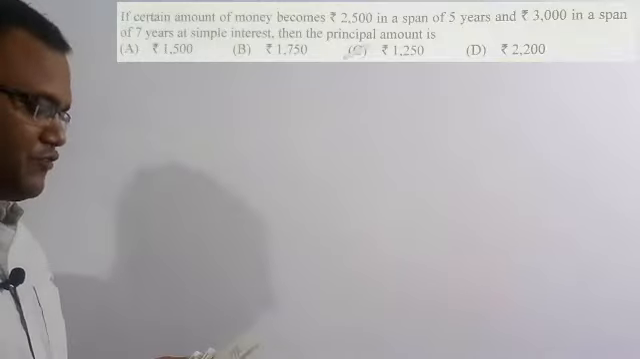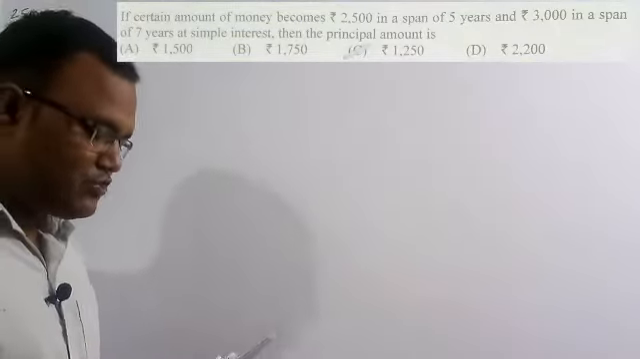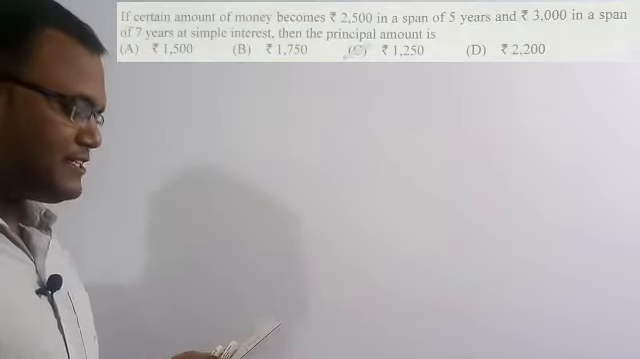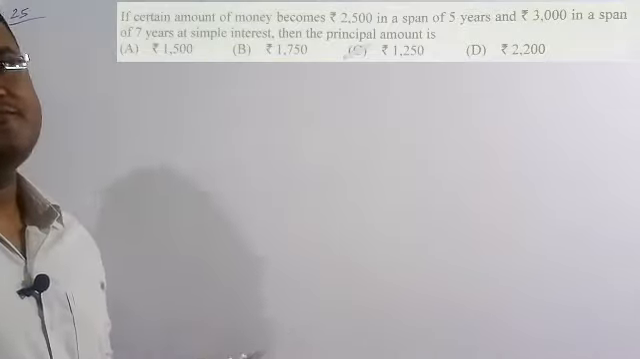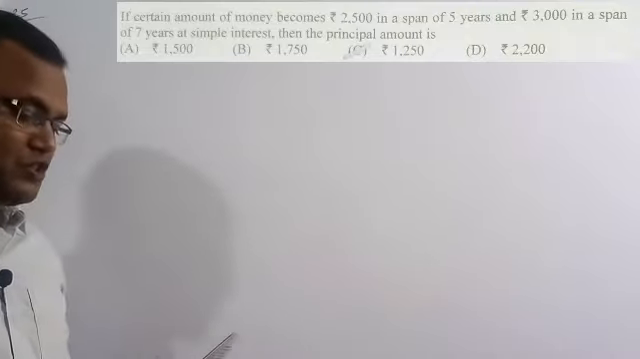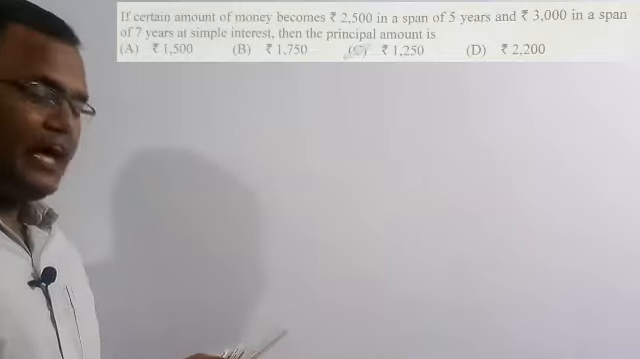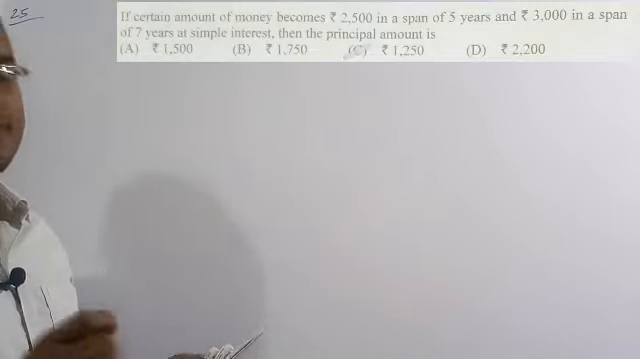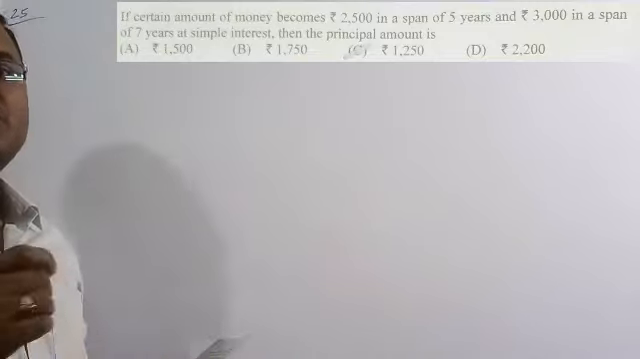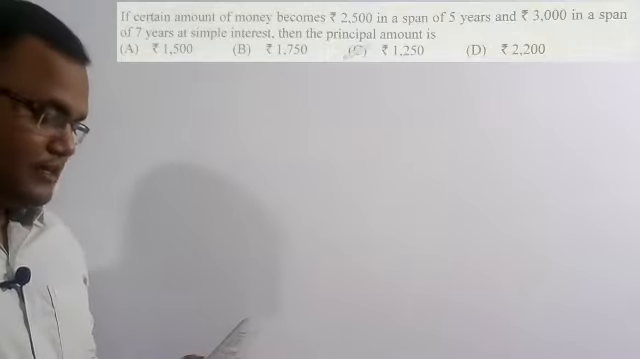So now we are going to solve the 25th question. See the question here. If a certain amount of money becomes 2,500 in a span of 5 years and 3,000 in a span of 7 years at simple interest, then the principal amount is. This problem belongs to simple interest. So we need to find the principal amount, the initial amount given, and figure it out.